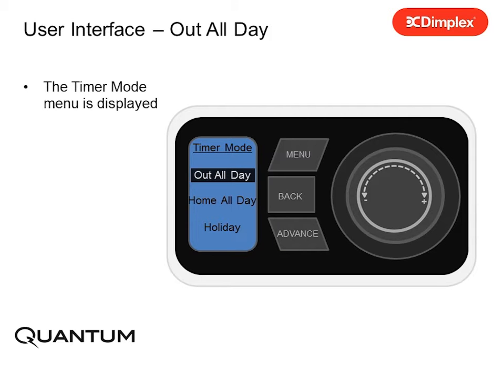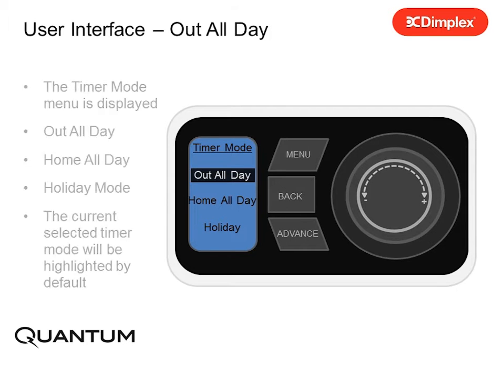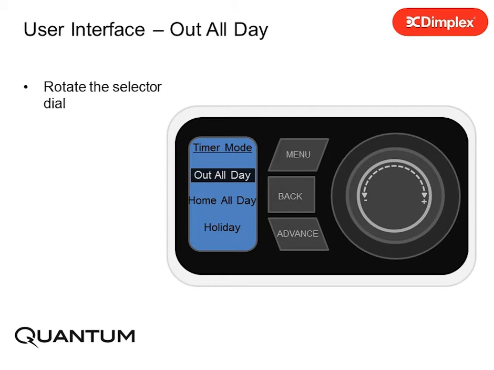The timer mode menu is displayed. The current selected timer mode will be highlighted by default. Rotate the selector dial and highlight Out All Day. Then press the selector dial.